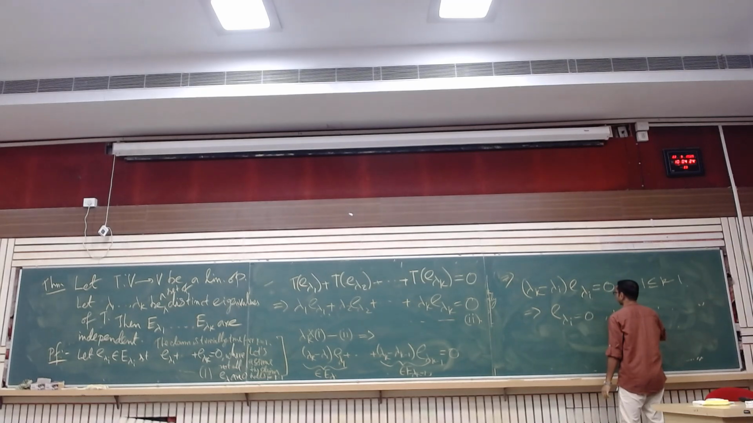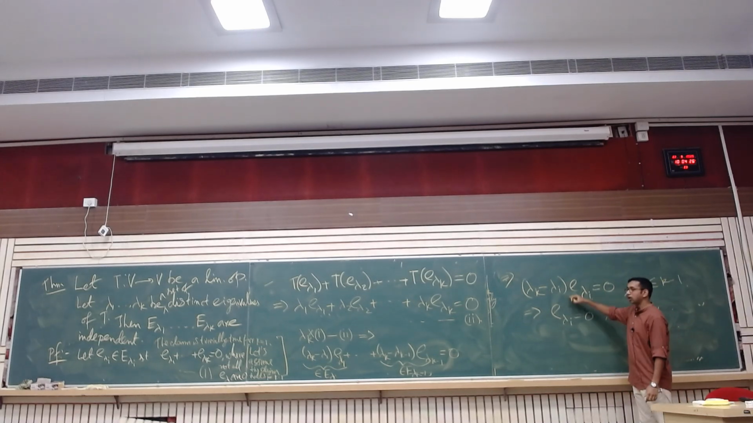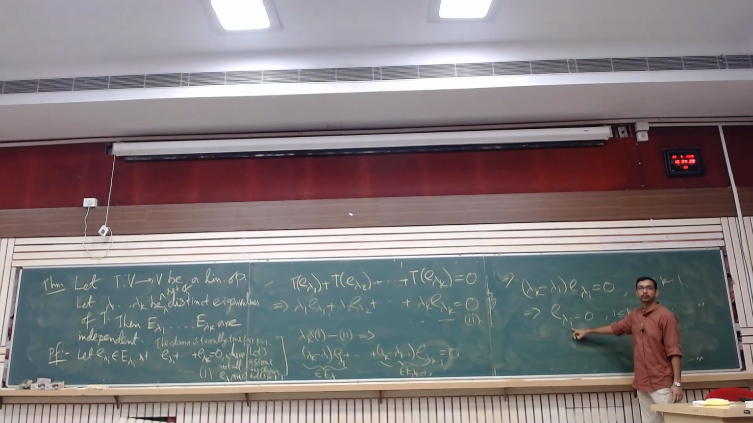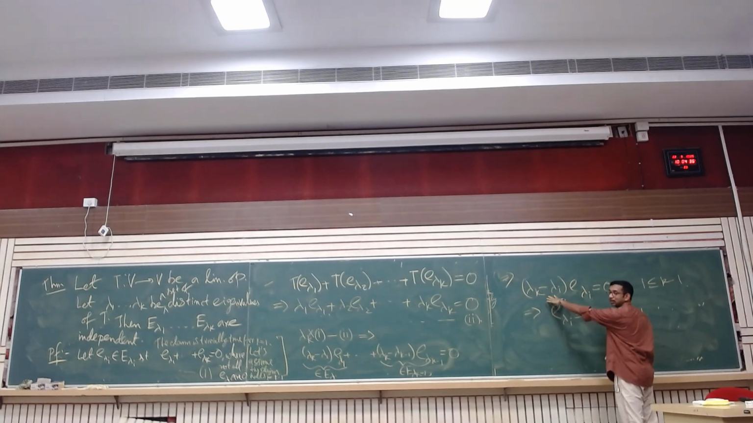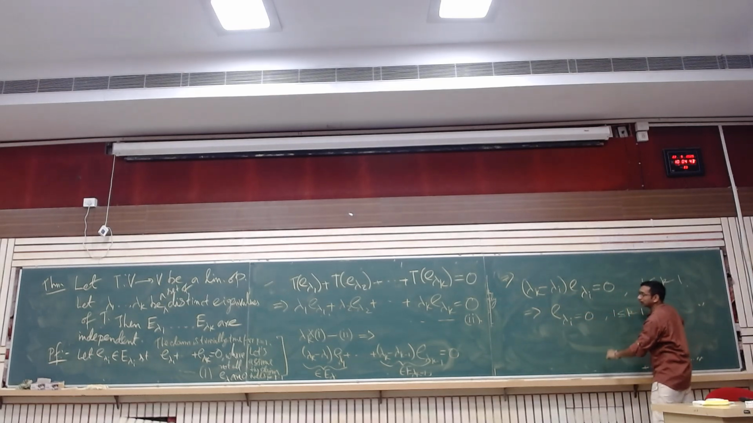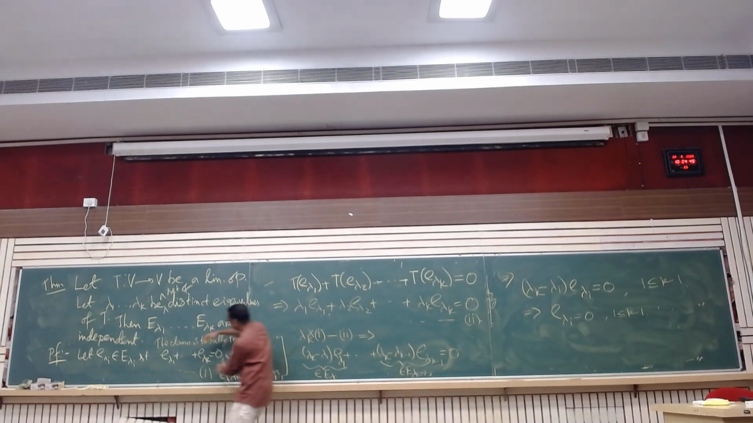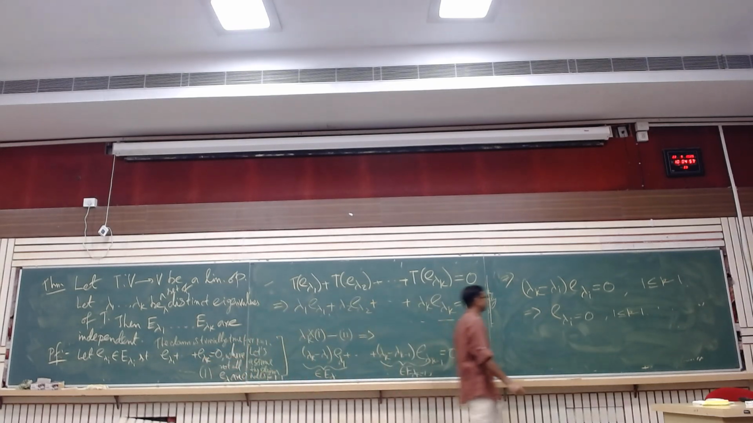How do we go from here to E lambda i equal to 0? These are distinct eigenvalues, so lambda k minus lambda i is not equal to 0, and therefore E lambda i is equal to 0 for all these i's. So the entire first part up to E lambda k minus 1 is equal to 0. That means E lambda k is itself also 0, because the sum is equal to 0. So that finishes the proof.